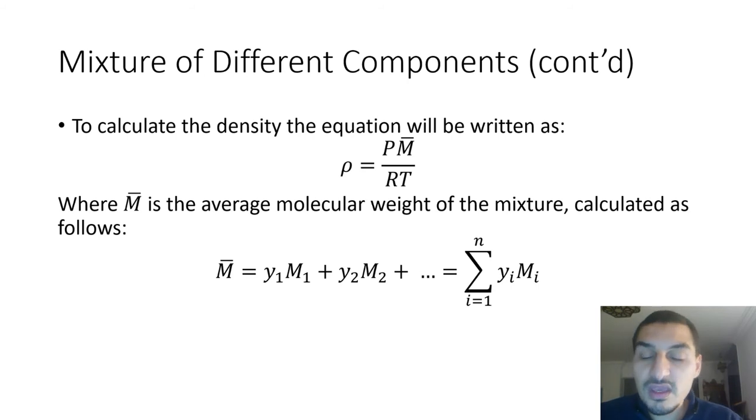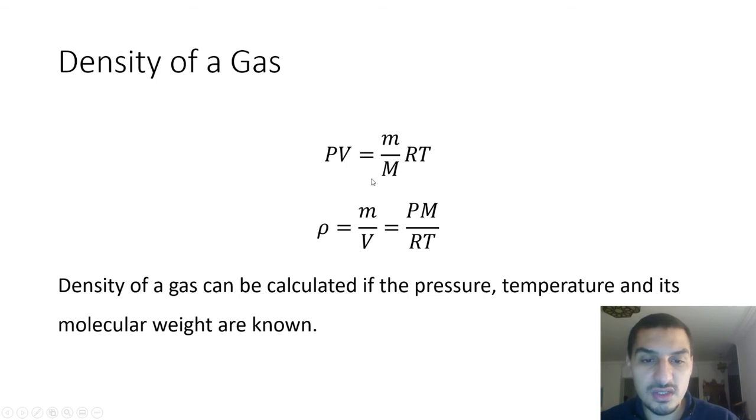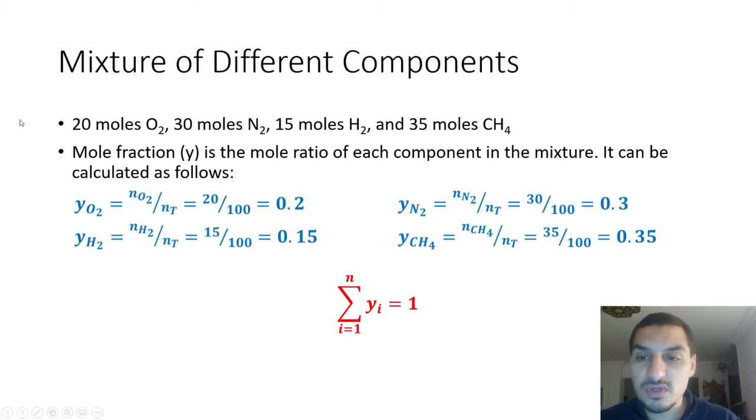In case of dealing with a mixture of different gases, for instance this mixture composed of 4 different gases, you want to calculate the density of this mixture. The density equals P m over RT according to this equation. I know the pressure, I know the temperature, I know R. They don't depend on the number of components, but how can I substitute in M? I need to find which molecular weight. Should I substitute with the molecular weight of oxygen, nitrogen, hydrogen, or methane?